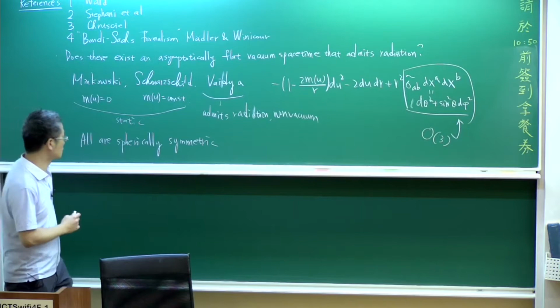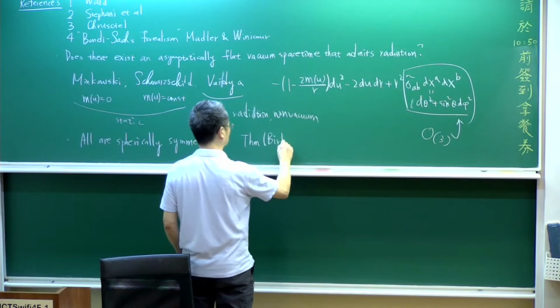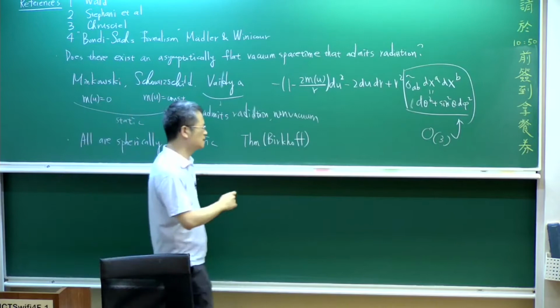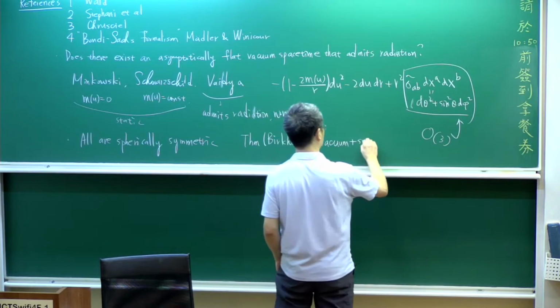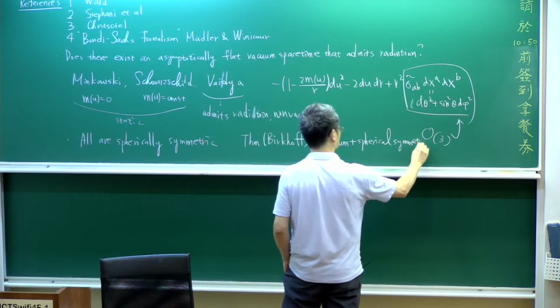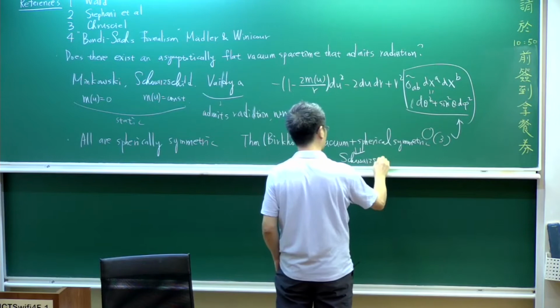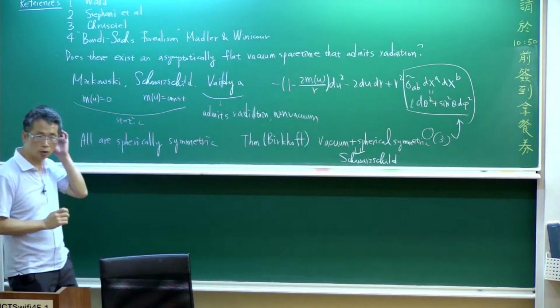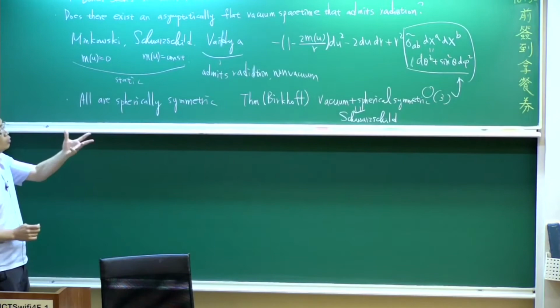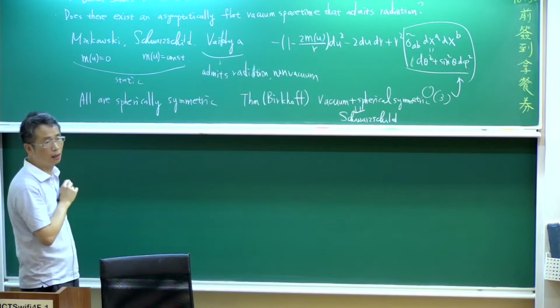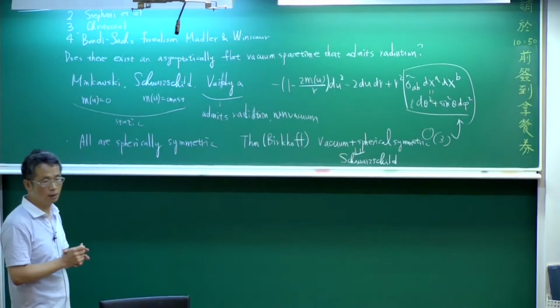There is this theorem of Birkhoff. It tells you that once you have a four-dimensional space-time that is vacuum and spherically symmetric, that implies it is locally isometric to the Schwarzschild space-time. So this is a very strong result. It's purely local. It has nothing to do with asymptotic flatness. And therefore, we know if we are looking for an asymptotically flat vacuum space-time that emits radiation, we have to go beyond spherical symmetry. You cannot have a spherically symmetric case.